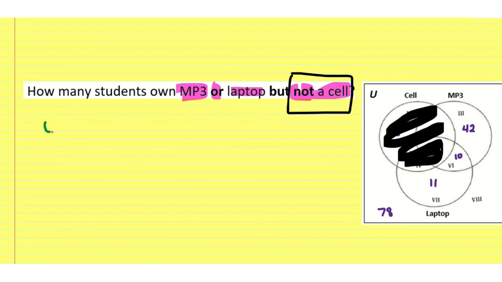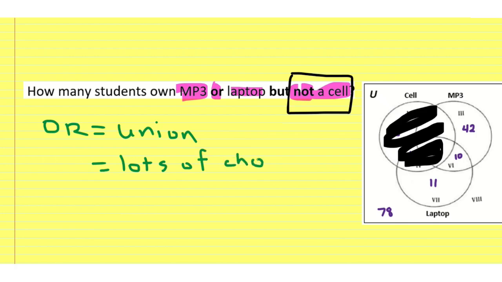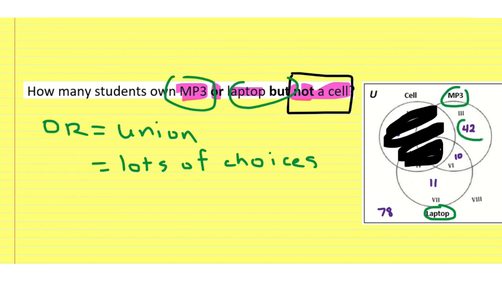So here's the deal with the word or. The word or is not an intersection. Or means union. And practically speaking, it is lots of choices. So it's going to be like anything in this circle or anything in that circle. Okay, so if we're talking about MP3 and laptop, that means we are going to choose 42 plus 10 plus 11.